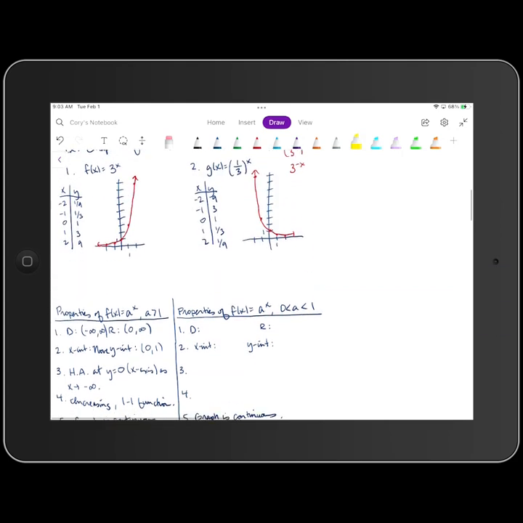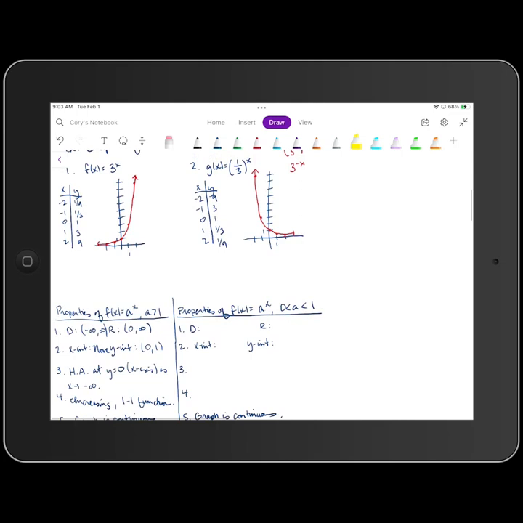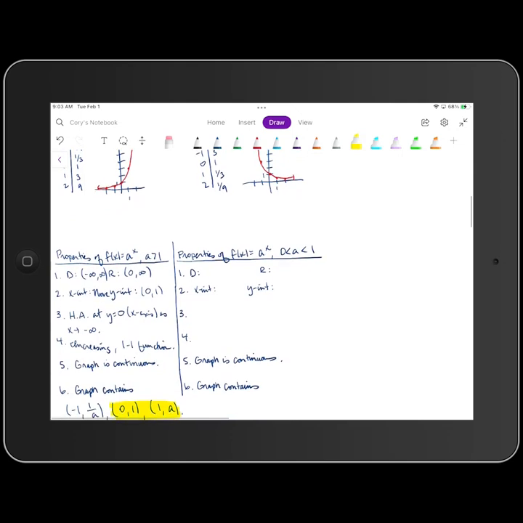Okay, so I want you to do the same thing using the graph on the right, so the graph of 1/3 raised to the x power, to generalize properties of the exponential function f of x equal to a raised to the x power, where your base a is a fraction between 0 and 1. So go ahead and pause the video to do that. And then when you're done, you can go ahead and turn the video back on to check your work.